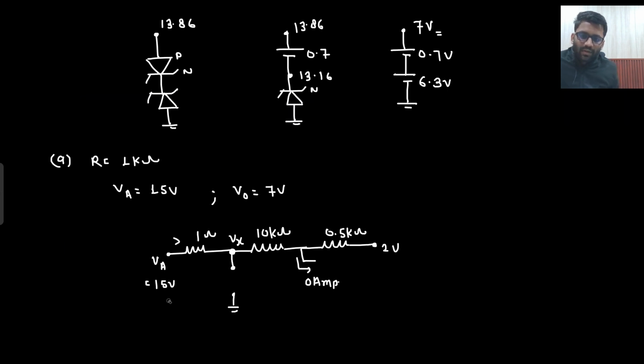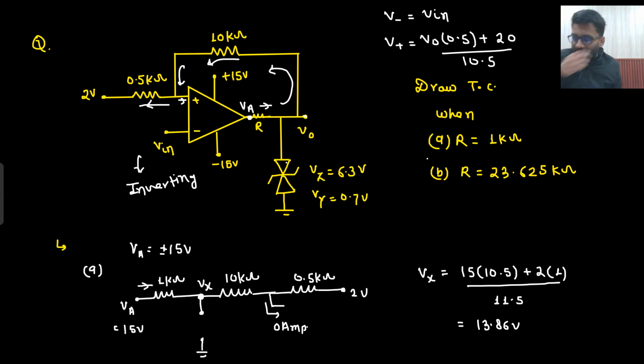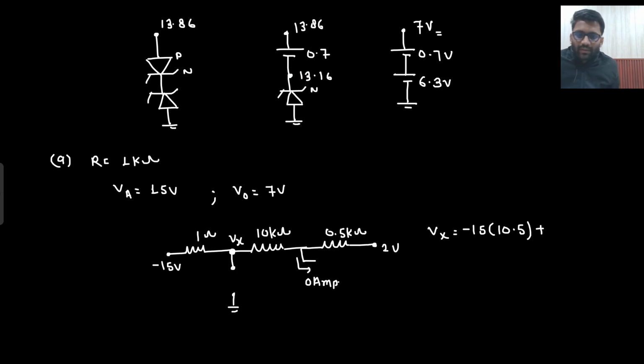So now I will analyze the same circuit for minus 15. I can take VA value to be minus 15 volt. Let me tell you what is the value of Vx. So minus 15 into 10.5 plus 2 into, is this 1 kilo ohm? 1 kilo ohm it was, no?